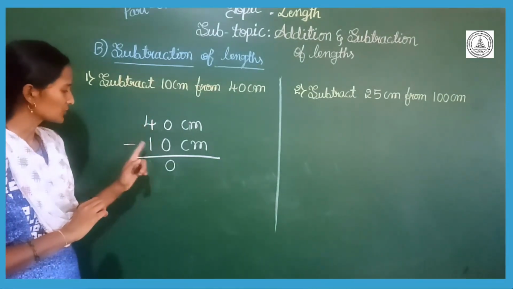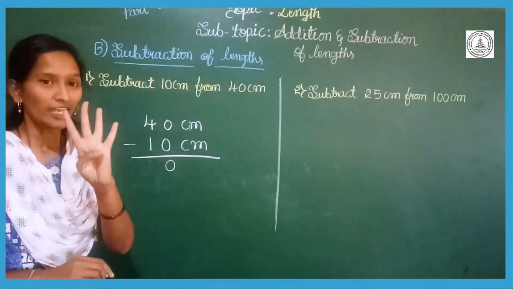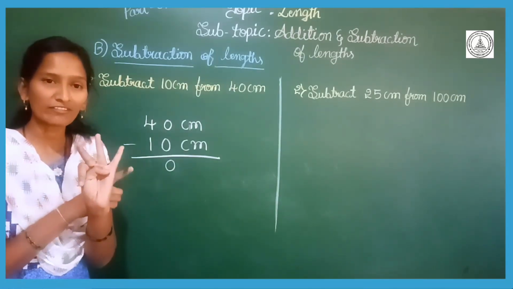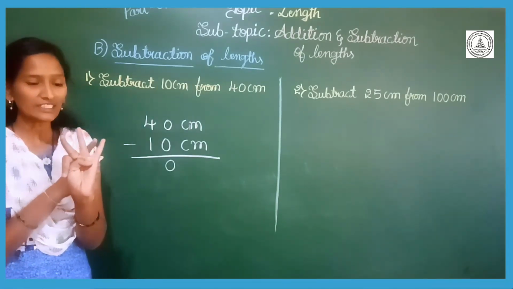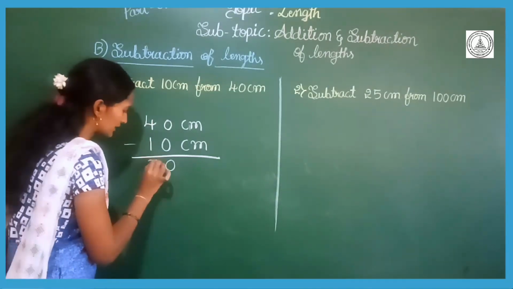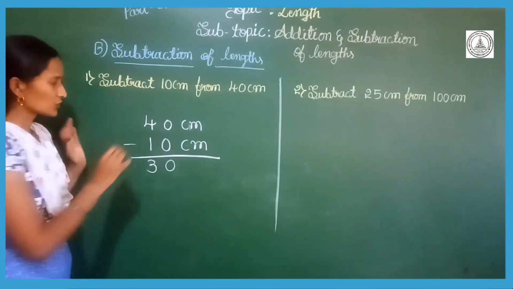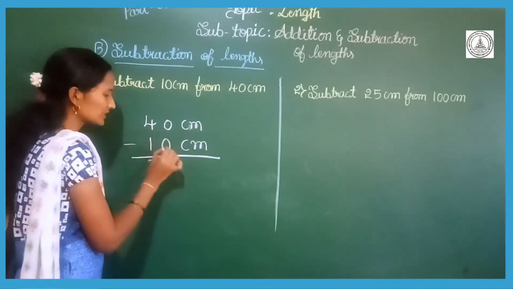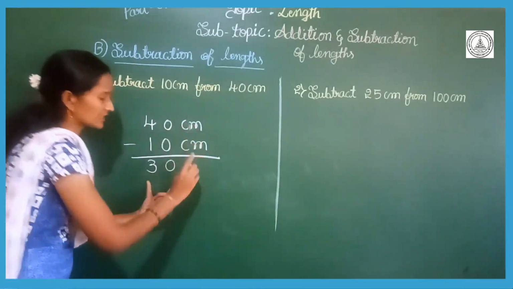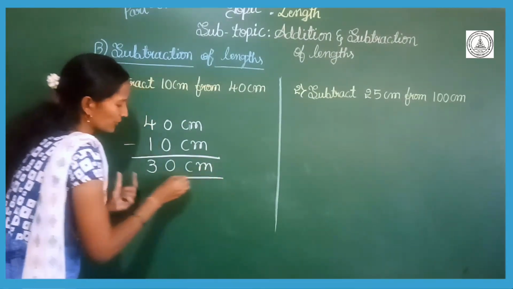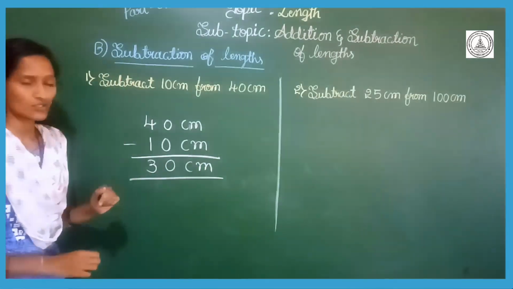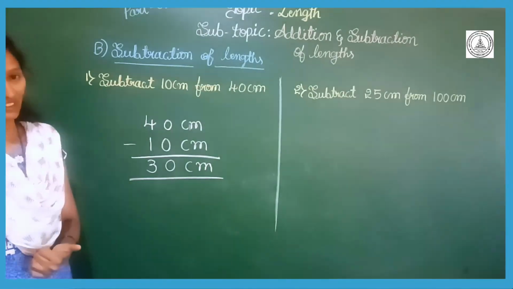So next come to tens column. So 4 minus 1. Here is a 4, right? In that you have to subtract 1. Yes. How many fingers are left now? After subtracting, the 3 fingers are left here, right? So 4 minus 1 is 3. Okay. So 40 centimeter minus 10 centimeter gives the difference as 30 centimeter. Here also we have to write down centimeter.